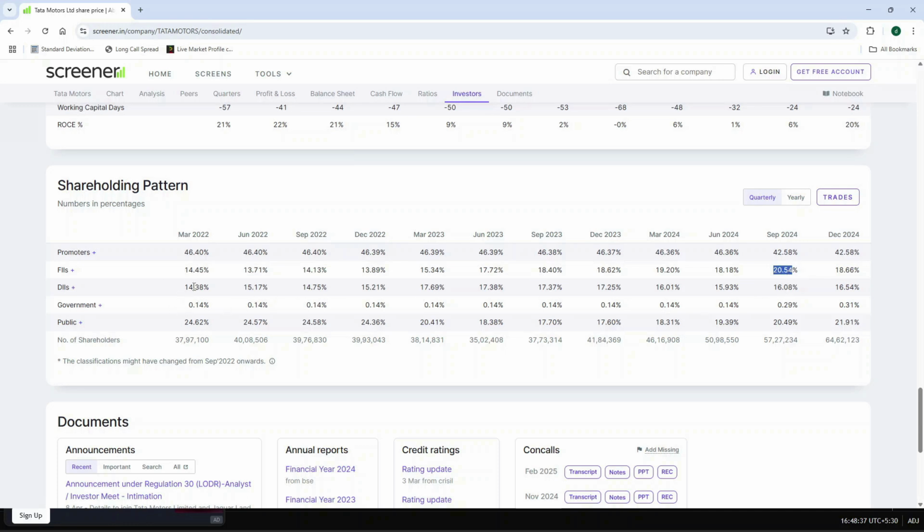Same with DIIs, from 14 to 16. It is also very good. It's not very high, but it's also good. But then again, if you look, there is a decrease in FII inflows. So there is an increase in outflow in the September to December quarter.